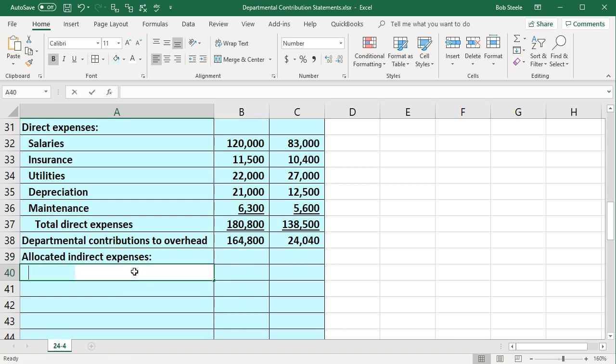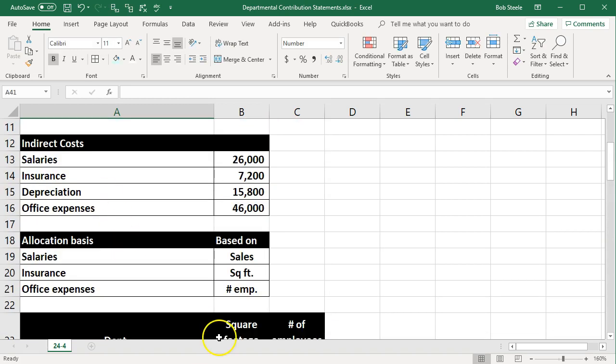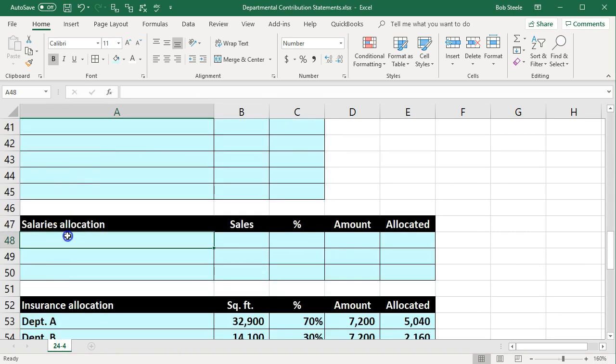So we'll say this equals, scrolling back up, salaries. Now the salaries, as we can see, is going to be broken out based on the sales. So we're going to have to break out salaries by sales. So we'll do that down below. We're going to go down to a worksheet down below, and we're going to break out our information between A and B. So I'm going to say Department A, Department B, and total.